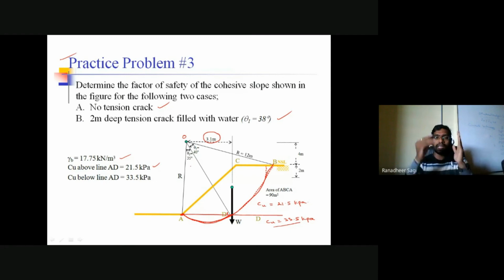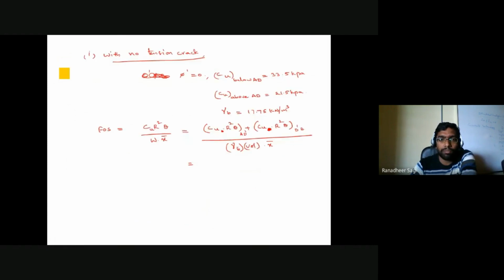And what is the angle that is getting formed between point A to D dash? The angle formed with respect to the center for the failure plane defined between point A to D dash is 35 degrees. Okay, the theta angle is 35 degrees. So let me go on to substitute those numbers into the expression. This is 33.5 into R square, which is 12 square, into theta.